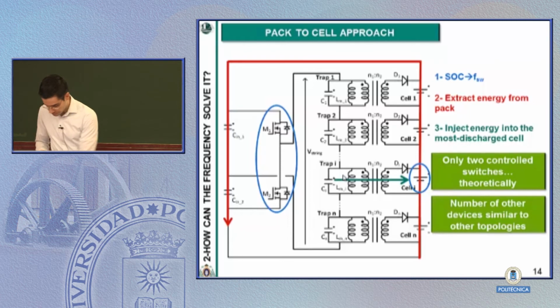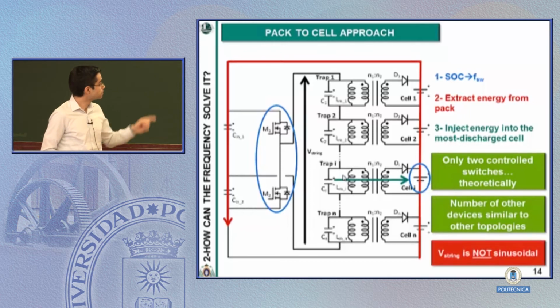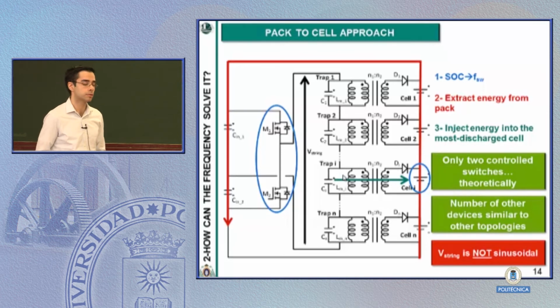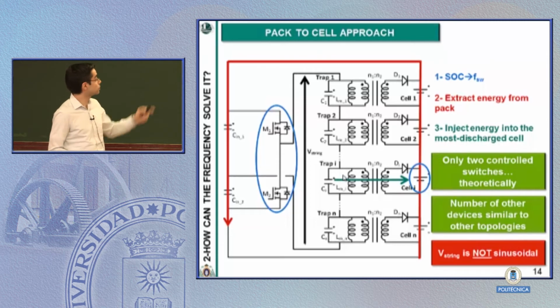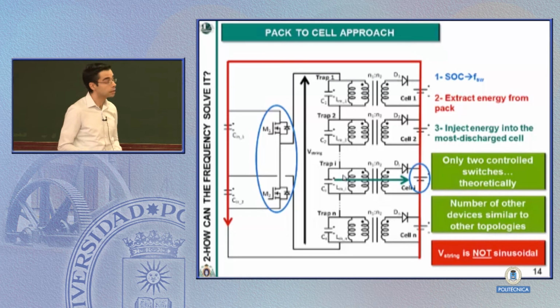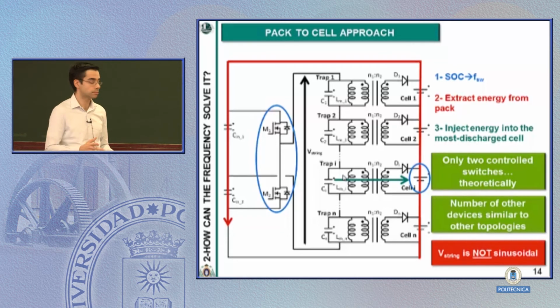But there is a difference to the previous slide. The voltage that I'm applying with the half-bridge converter is not sinusoidal. The voltage I'm applying to the string is going to be a square waveform because I don't have an output filter in the half-bridge converter, or maybe I have.